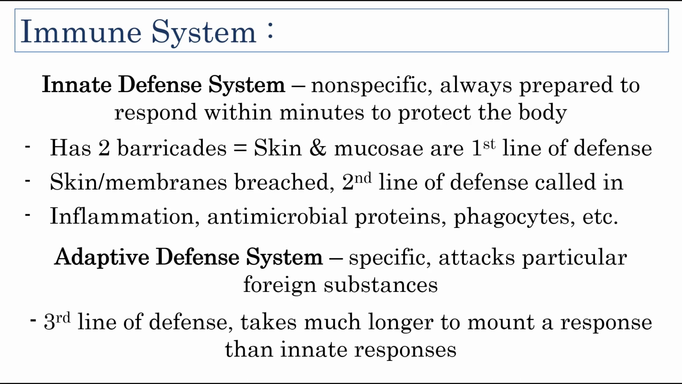And then secondarily, we have the adaptive defense system. This takes a lot longer to activate, and the innate defense system is what is going to activate this adaptive defense system. The adaptive system is much more specific. It's seeking out and attacking antigens that are already marked by antibodies. This is our third line of defense. But again, it takes a much longer time to mount this response, and innate defenses are an immediate fix to the problem.